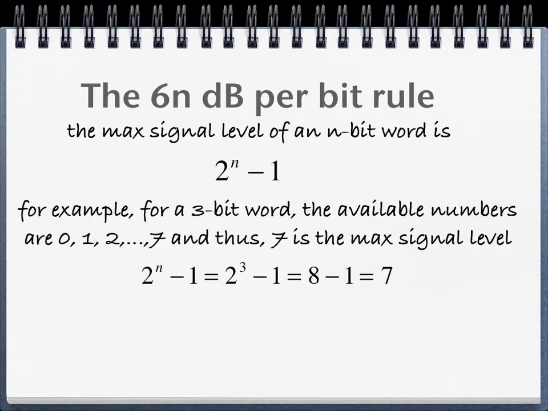So this simply means that if we had, for example, a 3-bit word, then the available numbers would be 0, 1, 2, 3, all the way up to 7. So thus, in our context of max signal level, 7 would be the max signal level. And you'll note that 2 to the n minus 1, where n is equal to 3, is 2 to the 3 minus 1. 2 to the 3 is 8, so 8 minus 1 is 7.